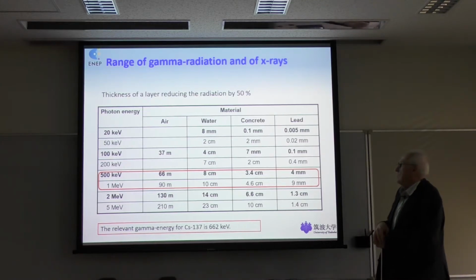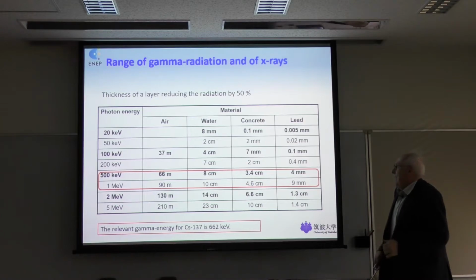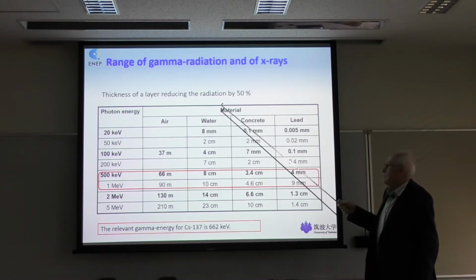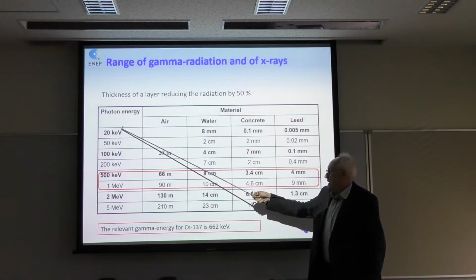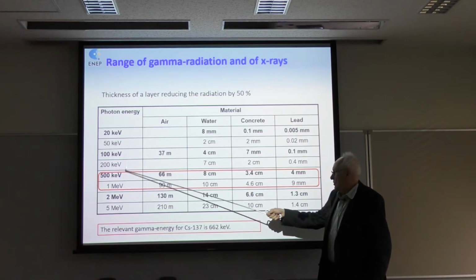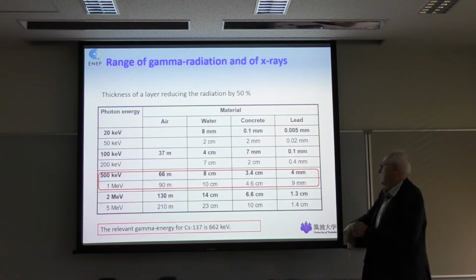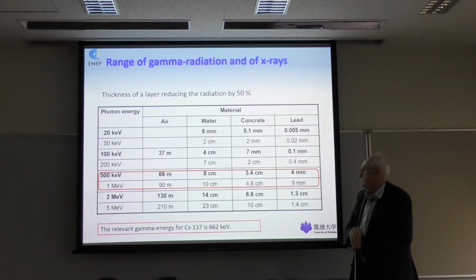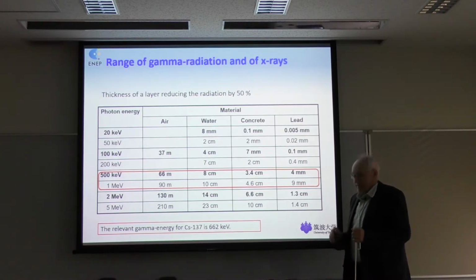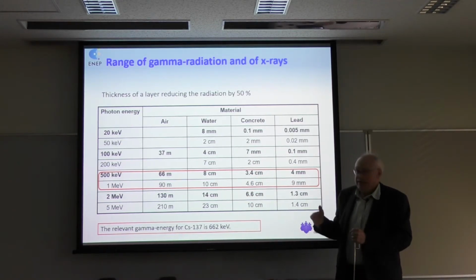Let me come back to the range of the gamma radiation and of X-rays. This is important for shielding radiation. The range depends first on the energy of the gamma radiation. This is a range here from 20 kilo electron volt to 5 mega electron volt, and for different materials: for air, for water, for concrete, and for lead. And as you see, the higher the energy, the longer is the range in a specific material.